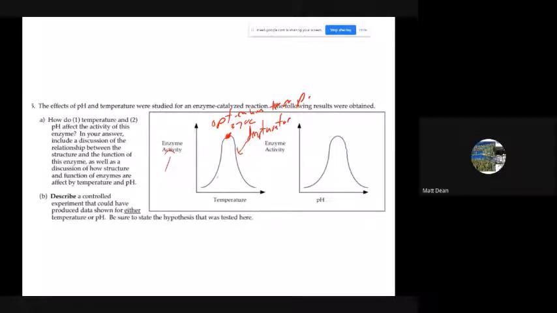Effects of pH look very similar. Increasing pH increases activity up to the optimum pH, which for most enzymes in your body is around 7-ish usually. And then if the pH is increased further than that, enzyme activity decreases. And again, that's because that enzyme works best at 7. And if you increase or decrease the pH away from 7, the enzyme starts to denature. It starts to change shape, fall apart, and not work.